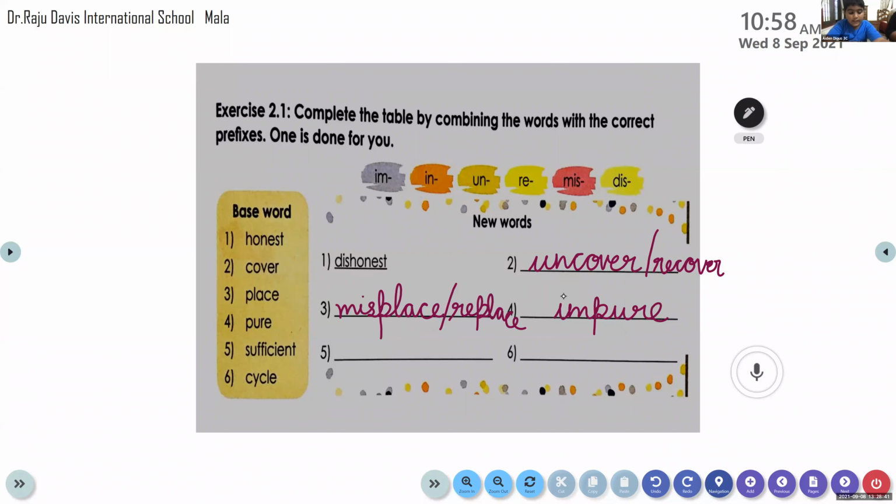Ma'am, we can try displace. Misplace, replace, displace. Yes, definitely. Displace also is right. D-I-S-P-L-A-C-E. Displace. Very good. Come on, Ameya. Number 5.